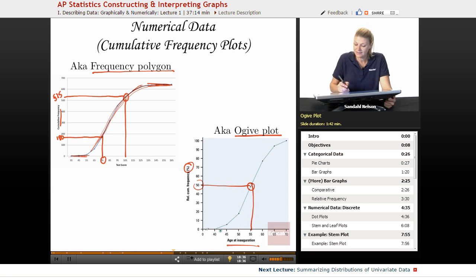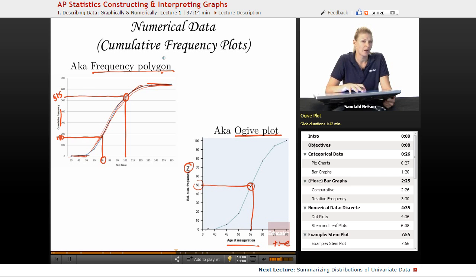So this type, the ogive, is often used when we have time on the x-axis, right? Because as time goes along, we're interested in what happened from there beyond, right? Are things changing? Are they continuing to add up? So whenever you're doing a relative cumulative frequency, that's an ogive. Whenever you're doing a frequency polygon, cumulative frequency, that's a frequency polygon.